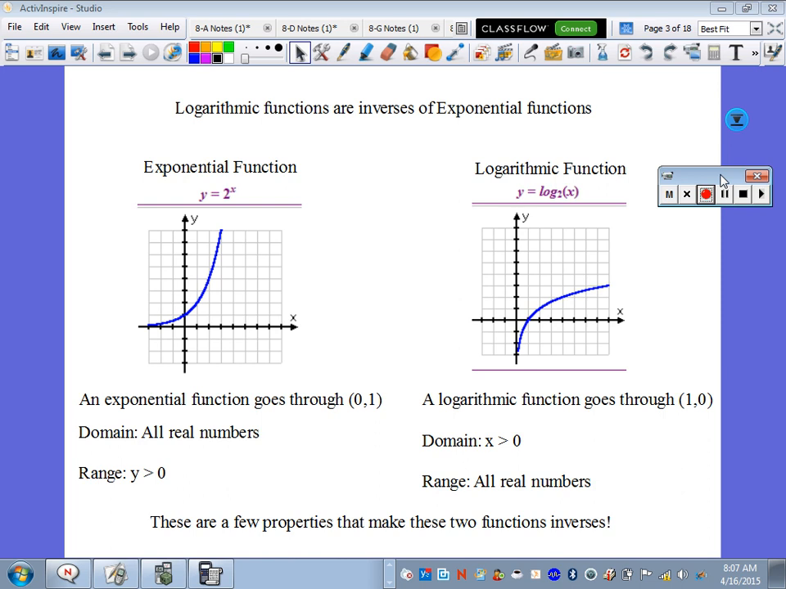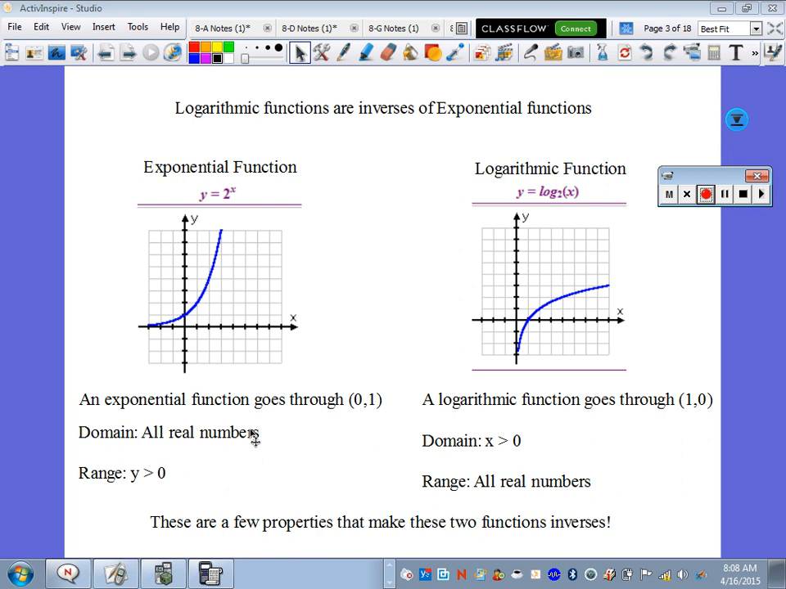So what you need to know here is that logarithmic functions are inverses of exponential functions. So here's exponential functions, which hopefully you've watched this video and you saw this. Now, the logarithmic function is just going this way. And what you're not seeing is there's a line y equals x that goes through here. Basically what happens is you took this one and you reflected it over, and that's where you get this one. So an exponential function goes through 0, 1. A logarithmic function goes through 1, 0.